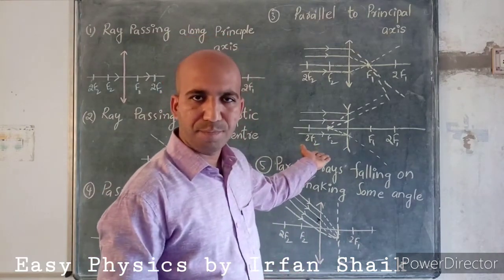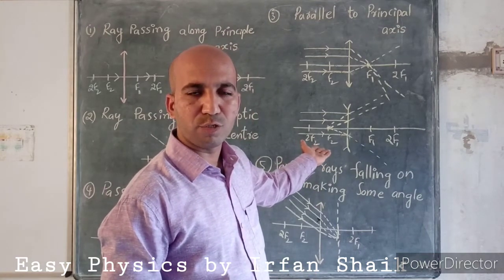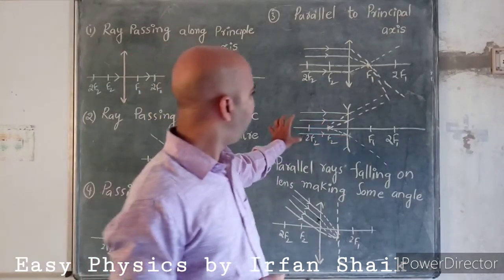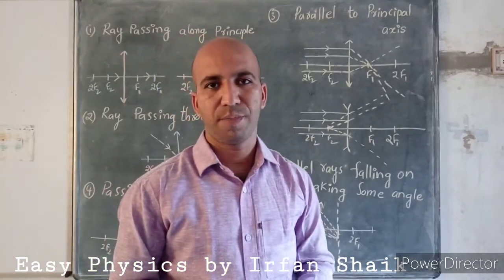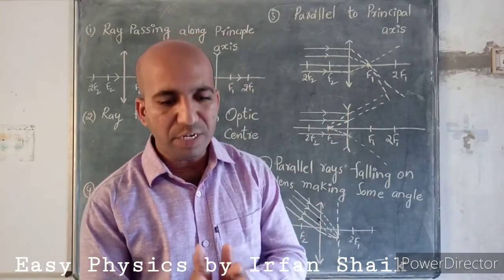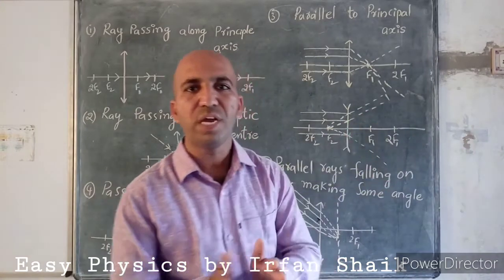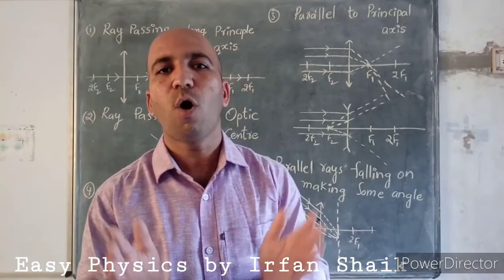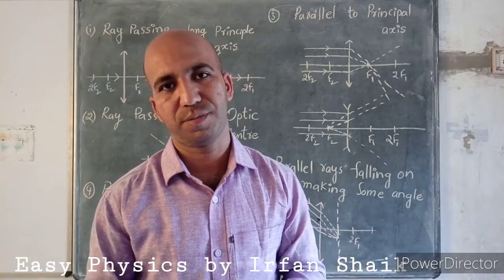So here is the diagram which shows parallel light rays passing through a biconcave lens. So here in this case also, when a beam of parallel light rays passes parallel to the principal axis, after refraction, all these light rays will diverge. You can observe the light rays are diverging. That means moving away. So a biconcave lens always diverges the light rays.